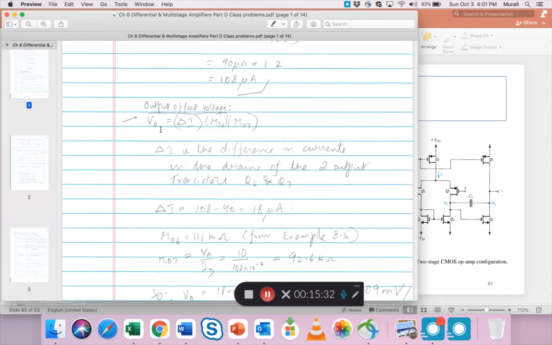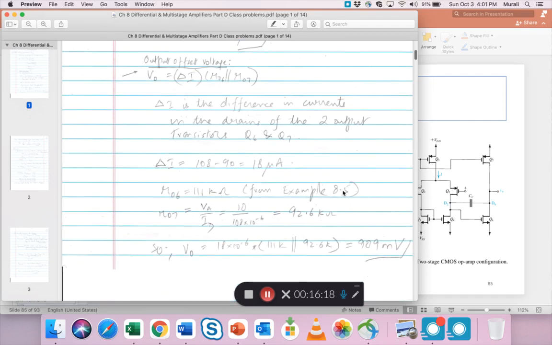So the output offset voltage is the difference in the current multiplied by the output resistance seen at this point, right? So at this point you have two output resistances and there's no load resistance, so we are only talking about the intrinsic output resistance of Q6 and Q7. So that's what you see in parallel, RO6 in parallel with RO7. Delta I is the difference in currents in the drains of the two output transistors Q6 and Q7. So delta I is 18.